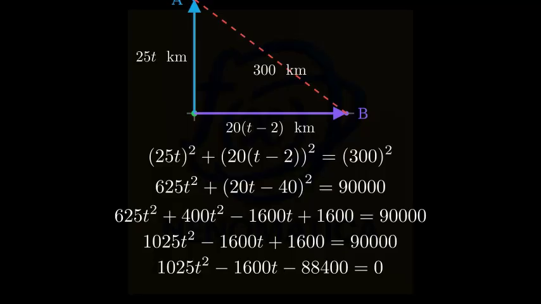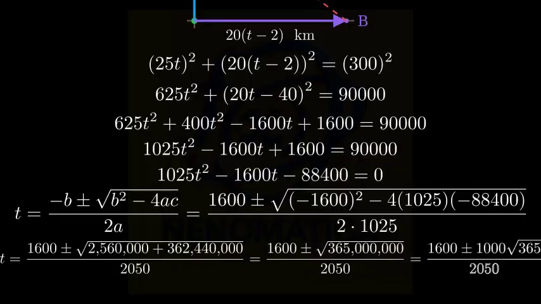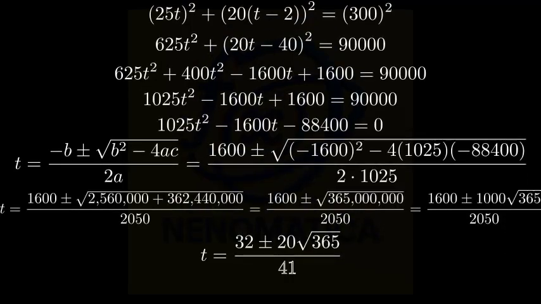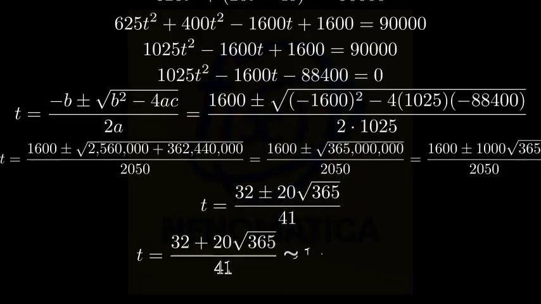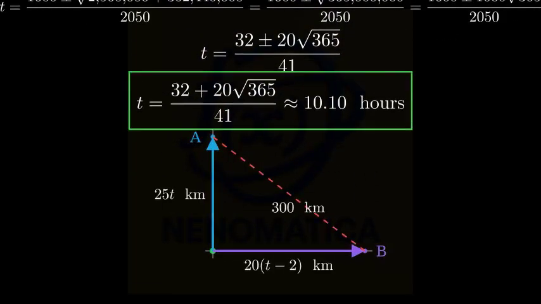Compute the discriminant and simplify. Divide numerator and denominator by 50 to neaten the expression. Time must be positive, so take the plus root and evaluate numerically. Therefore, about 10.1 hours after car A starts, their separation reaches 300 kilometers. On the diagram, that corresponds to the dashed red hypotenuse labeled 300.